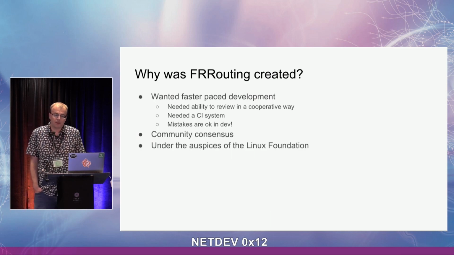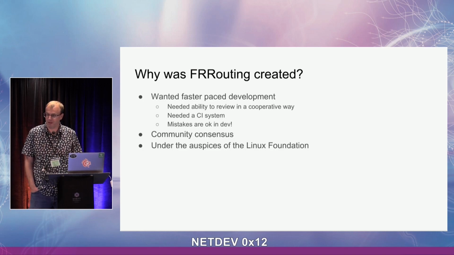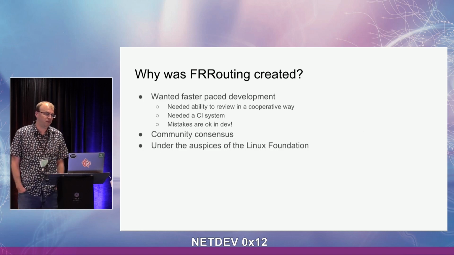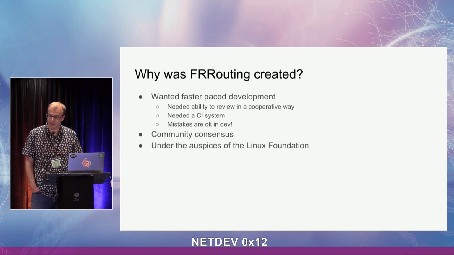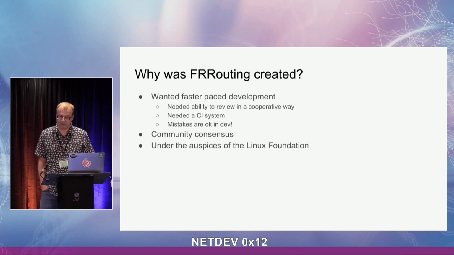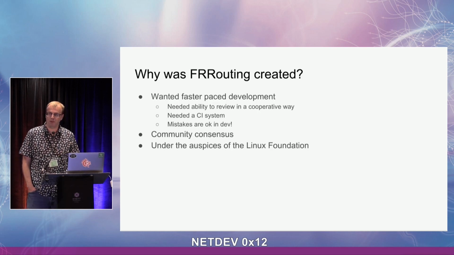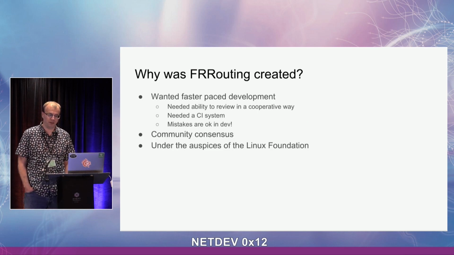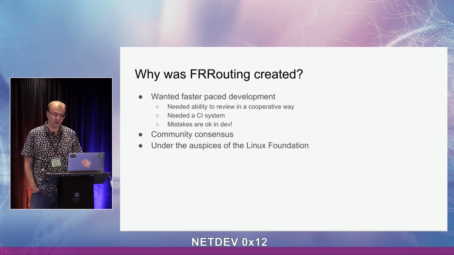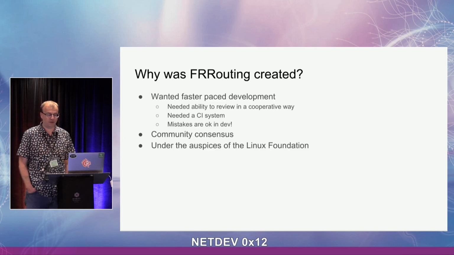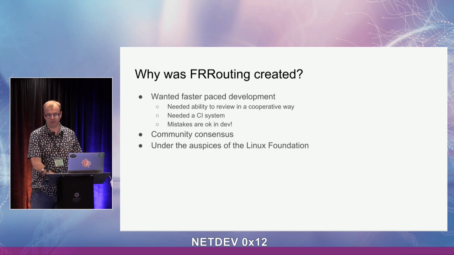So why did we do it? We actually wanted faster paced development. We wanted the ability to work with people in a cooperative way. We needed a CI system that wasn't available, and we also wanted the ability for people to work fast and make mistakes and correct them in a timely manner. We also really wanted community consensus on the features and how we did the work together. And this is all under the auspices of the Linux Foundation.